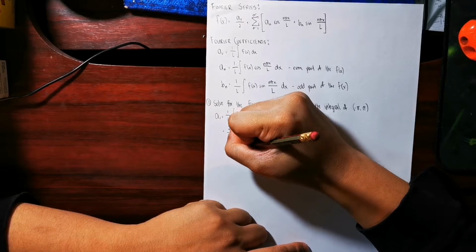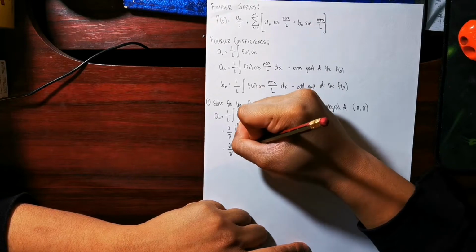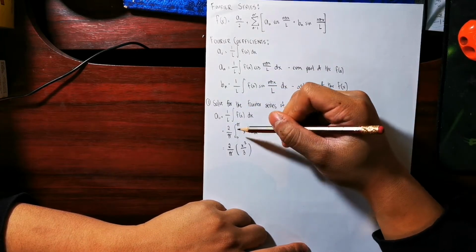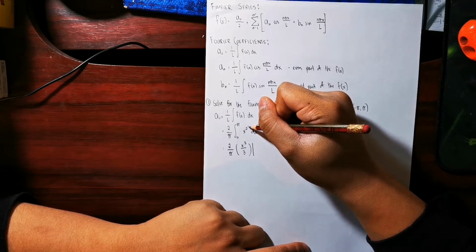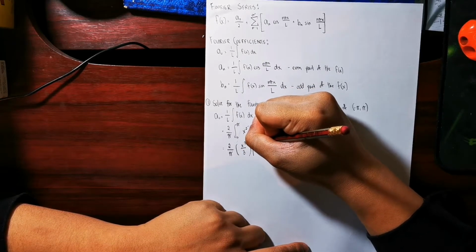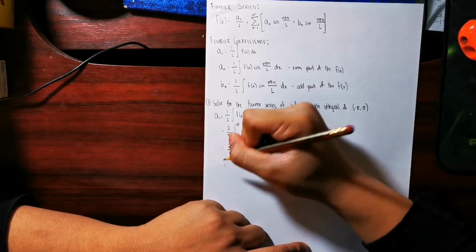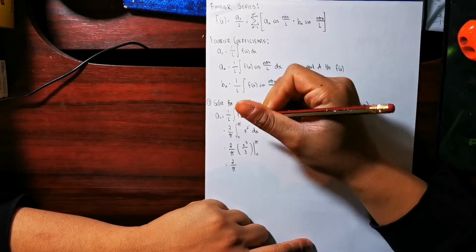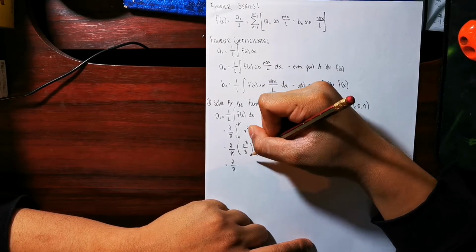So here we will have x cubed over 3, since 2 plus 1 is 3. And what happens to the integral sign? The integral sign is placed after the integrated term, and we just write evaluated from 0 to pi. Now all we have to do is solve. We substitute pi for x and 0 for x, and subtract.